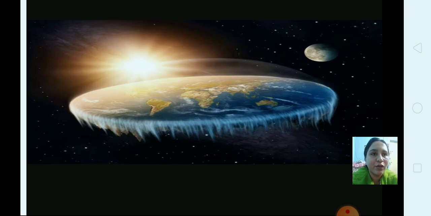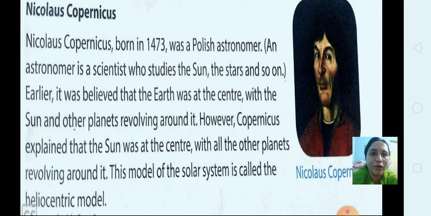So it was around the 15th century that Christopher Columbus proved that the earth was round. Okay, who proved that the earth was round? Christopher Columbus. People came to know that the earth was not flat, but it is spherical or round in shape.